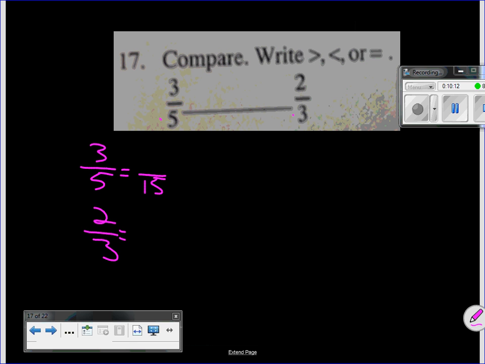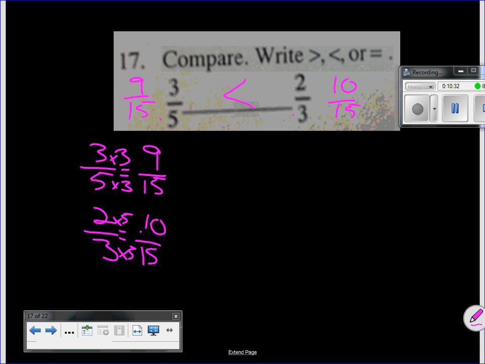They both go into 15. Times 3 gives me 9. Times 5 gives me 10. So this right here means 2/3 is larger, because this means 10 over 15 and this one means 9 over 15. So this automatically means that 2/3 is larger.